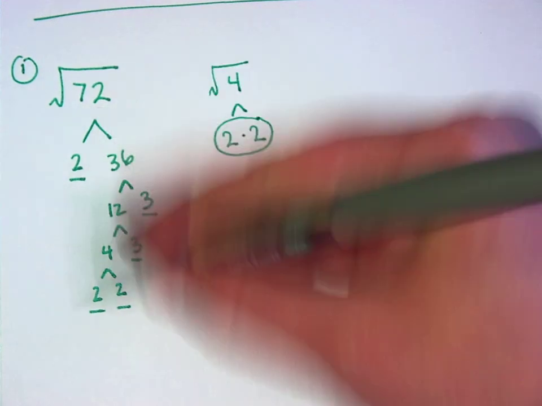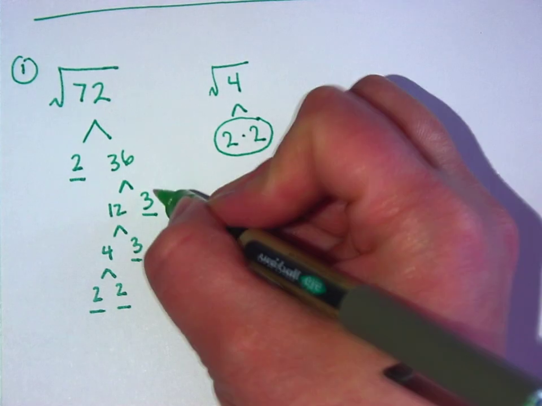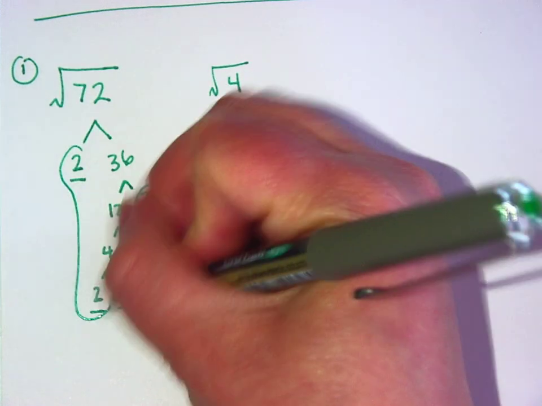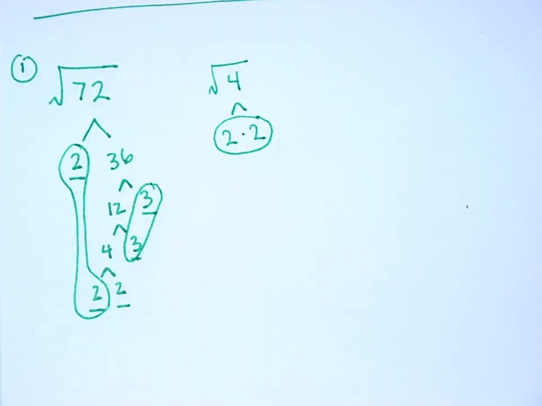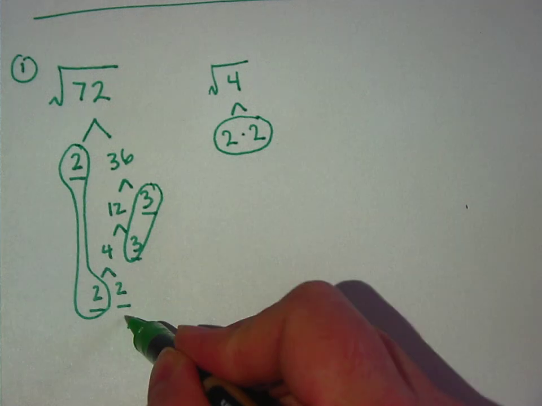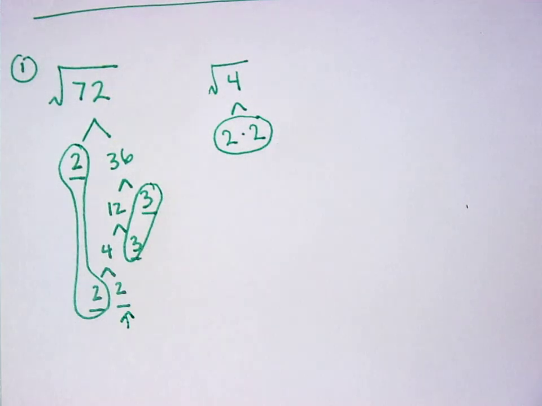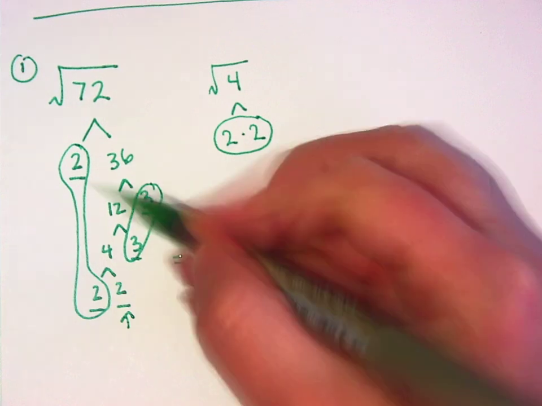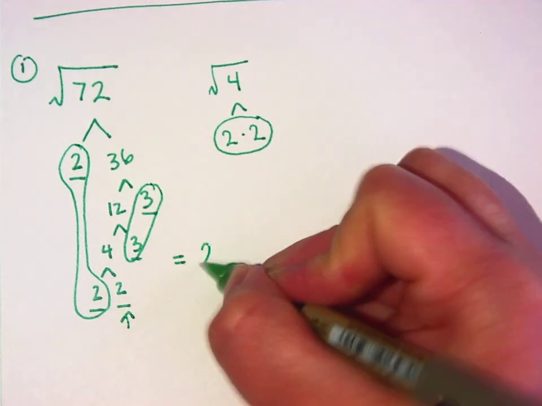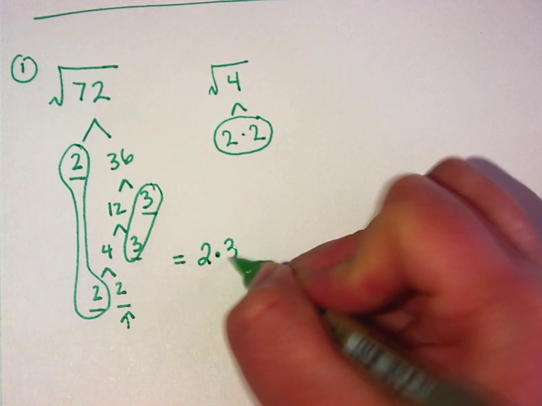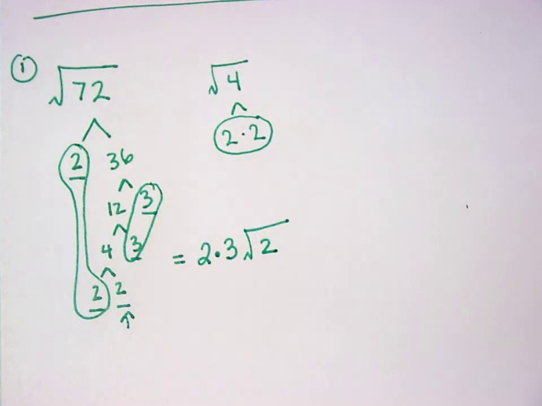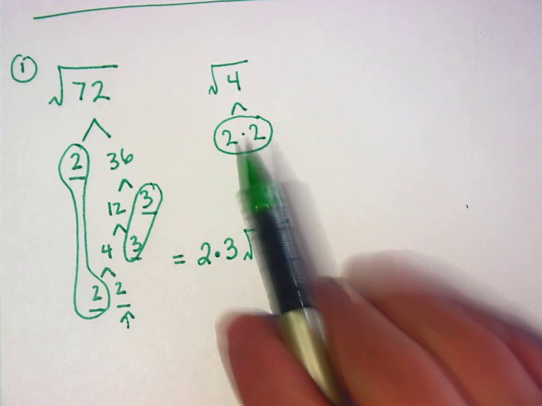So now what I'm going to do here is circle pairs. I've got a pair of 3s. I've got a pair of 2s. And then I've got one 2 left over. So then what I'm going to do is put the pairs on the outside. I had a pair of 2s, I had a pair of 3s, and then the leftover stays on the inside. There's one 2 left over. Notice that when I have a pair of 2s, I only put one 2 on the outside, just like here.